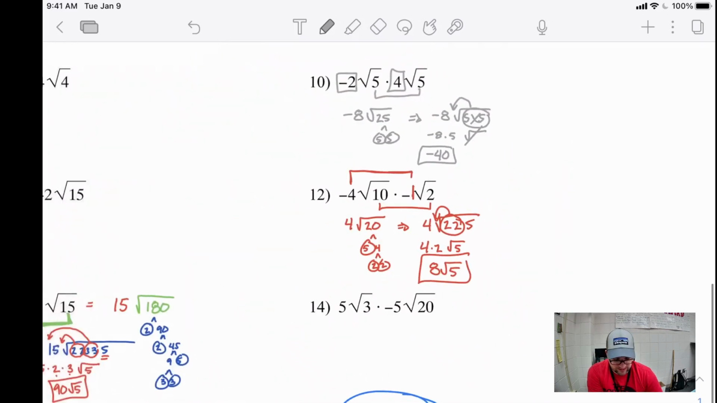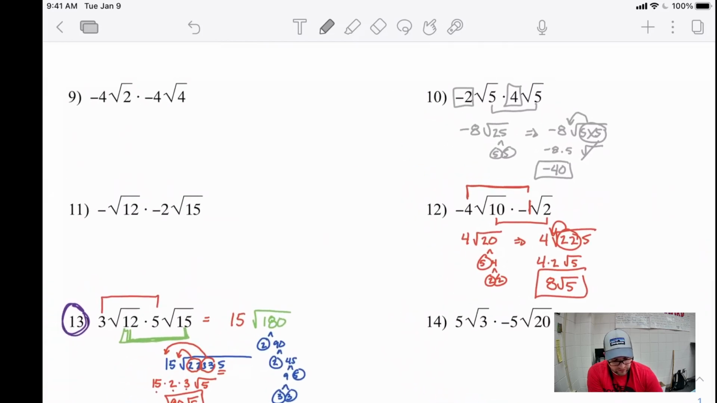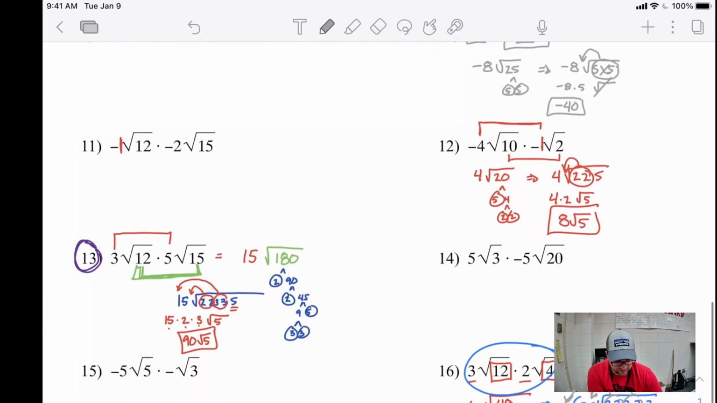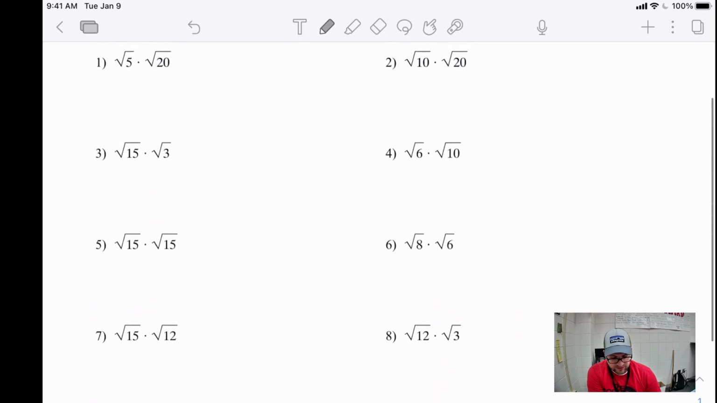So again, if you see a problem where there's not an outside number, you can put one in. So another problem like that would be number 11, and I think number 15 over here. The other ones should be relatively straightforward. Let's go up to the top half now.